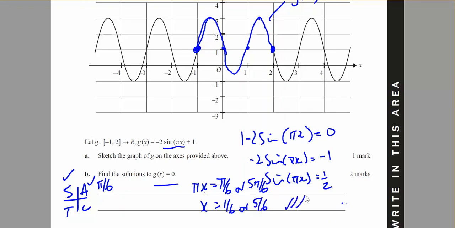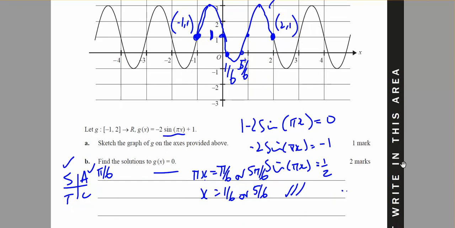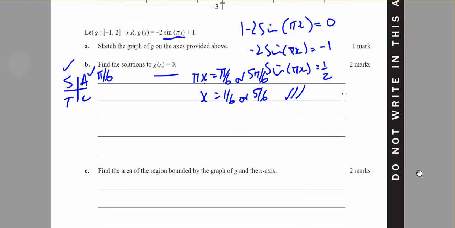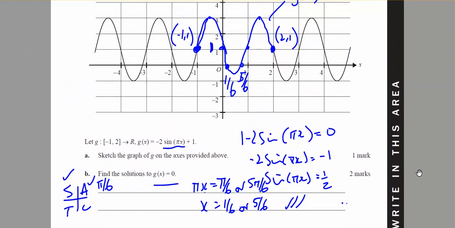They're my two answers. And I'm now going to label this 1/6 and 5/6 so that my graph is fully labelled with the y-intercept and x-intercepts labelled. And my endpoints are labelled at -1, 1 and 2 and 1. Beautiful. And find the area bound by the graph of g and the x-axis.